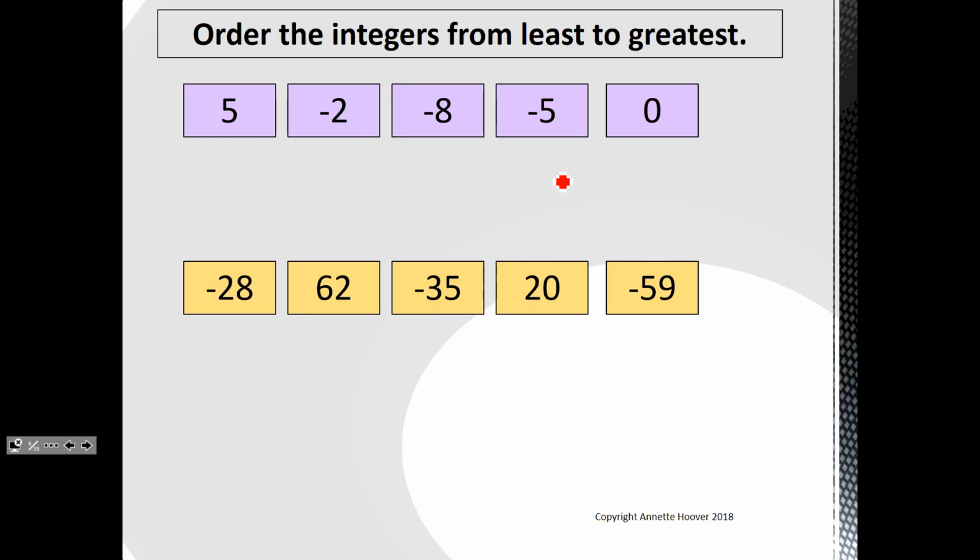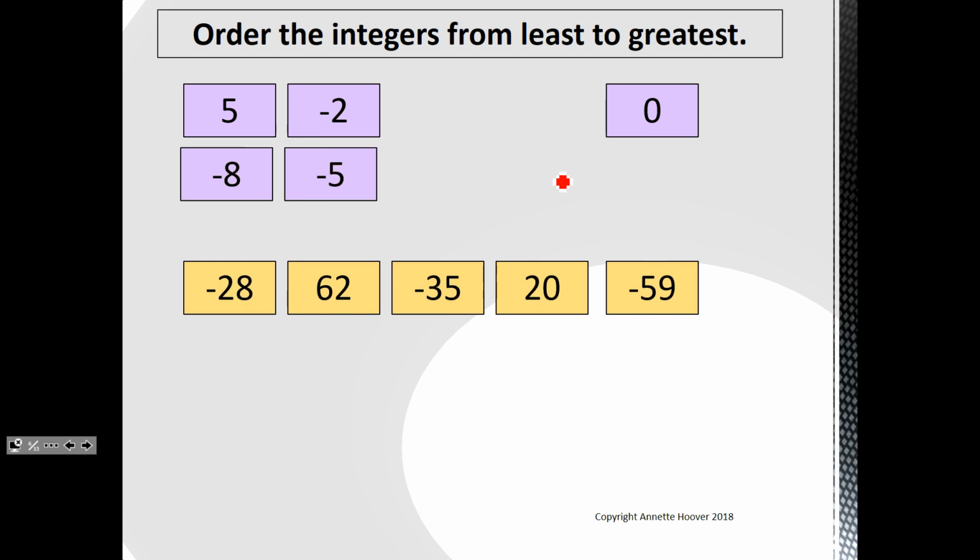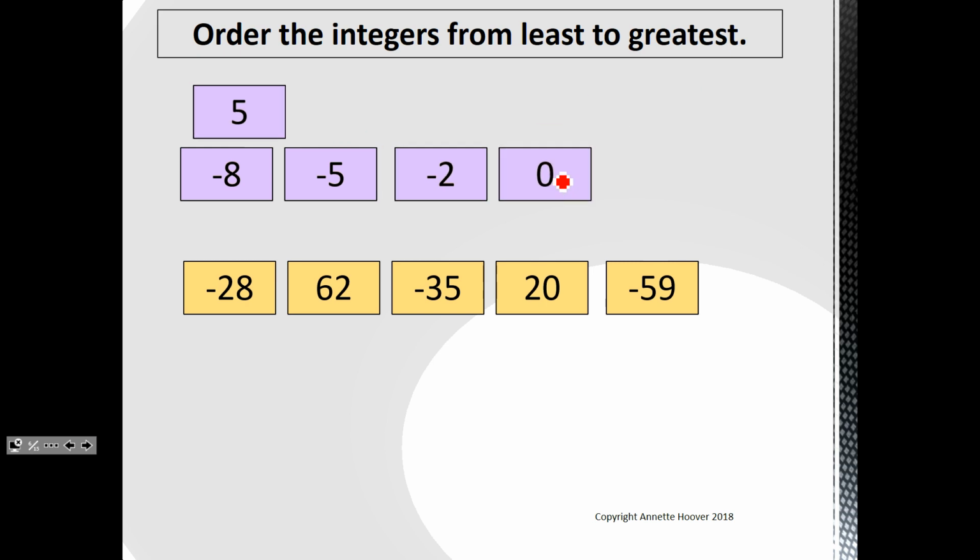If we were to put these integers in order from least to greatest, looking only at the purple cards, pausing a moment so that you can look at them, which number is the least? The least would be -8. Next would be -5, -2, and then 0 and 5.